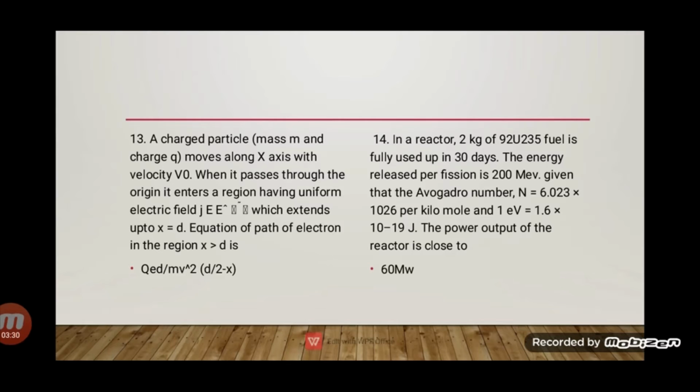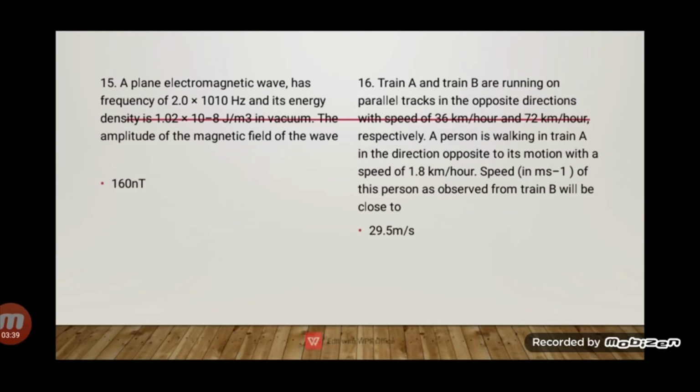In a reactor, 2 kg uranium-235 fuel is fully used. Then the power output of the reactor is 60 megawatt. Answer 15: a plane electromagnetic wave has a frequency of 2.0 into 10 power 10 hertz and its energy. Then the magnetic field of the wave is 160 nanotesla.